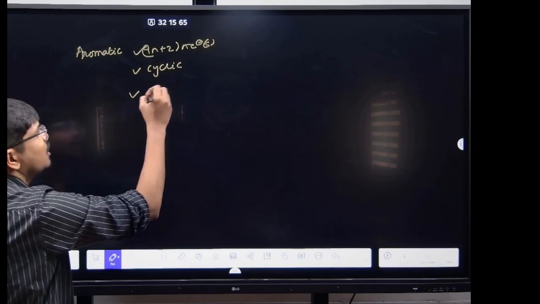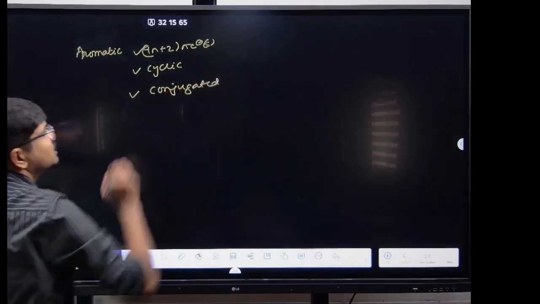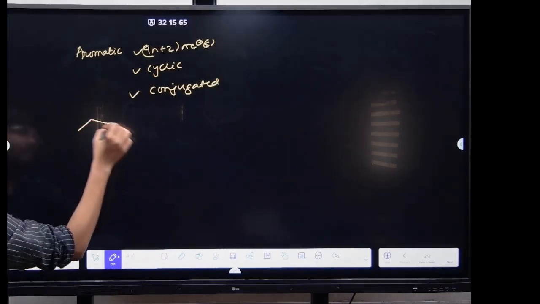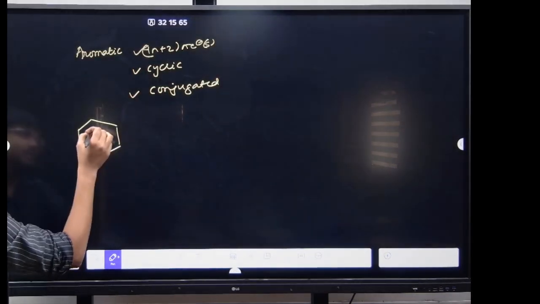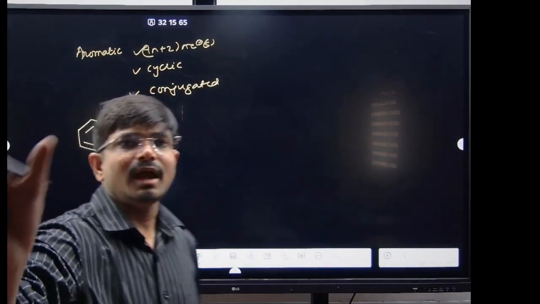The third one is your conjugated one. These are basically aromatic compounds. For example, you have benzene. So this is basically your aromatic compound.